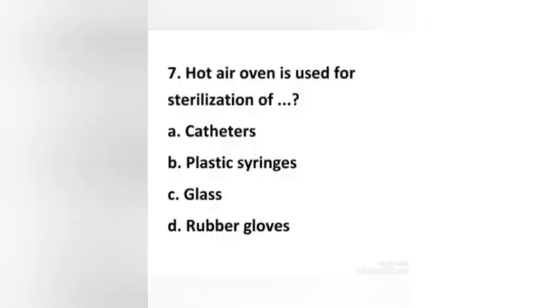Next question, hot air oven is used for sterilization of catheters, plastic syringes, glass, rubber gloves. Here the right answer is option C, glass. A hot air oven is the most common method of sterilization in the laboratory based on dry heat. Sterilization is a process of removing or destroying all microorganisms, including viruses, bacteria, and their spores from the article or surface without destroying their quality and quantity. So here the right answer is option C, glass.